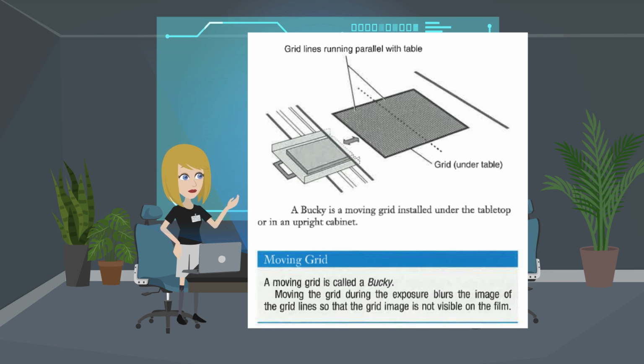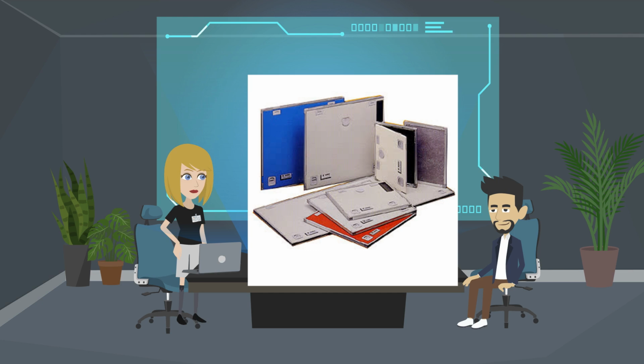A moving grid, known as a bucky, moves the grid during the exposure and blurs the image of the grid lines so that the grid image is not visible on the film. A stationary grid with closely spaced lead strips with high grid frequency made to be extremely thin is used to avoid grid lines on images.